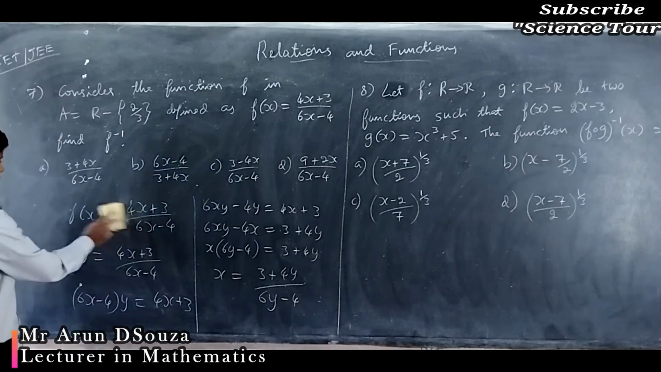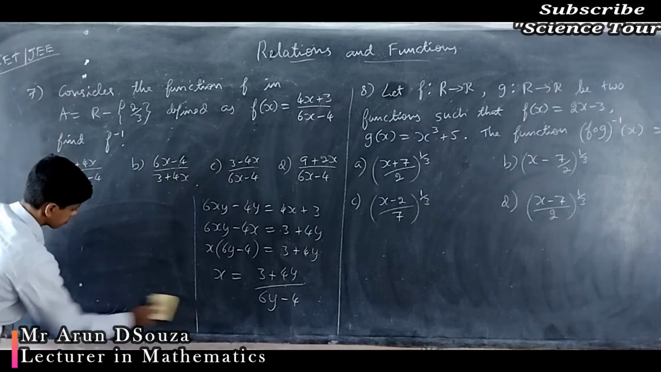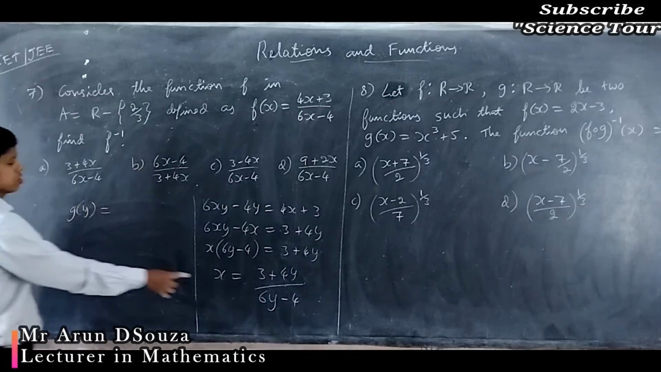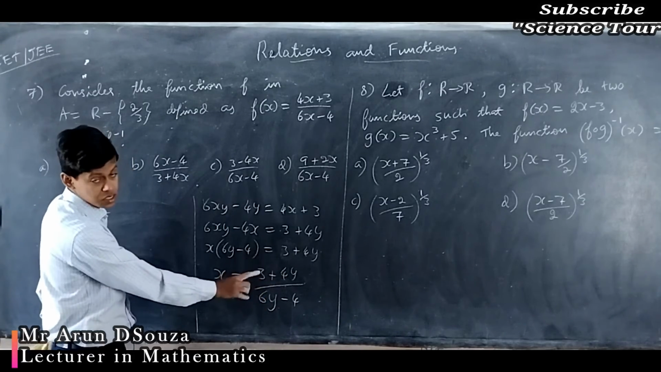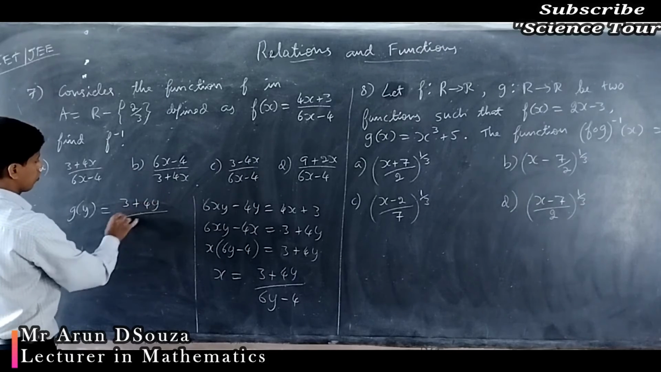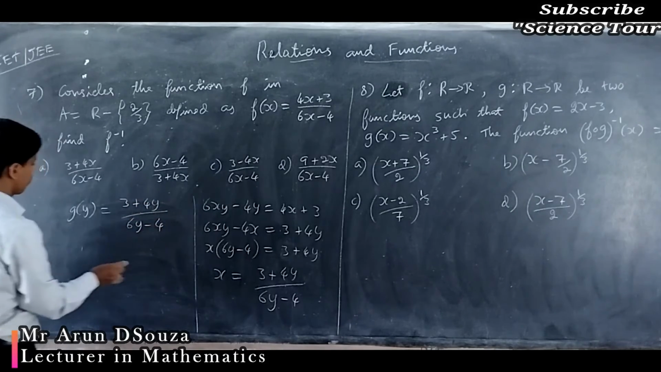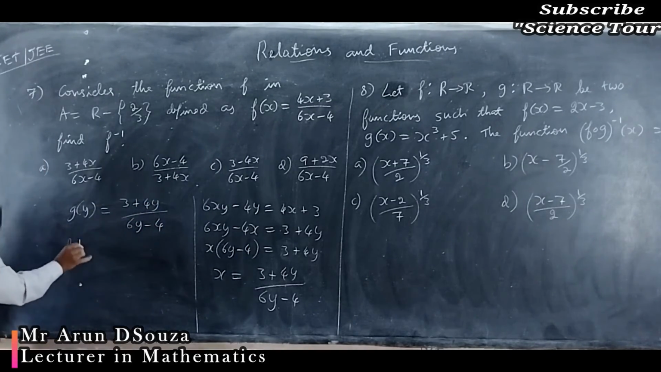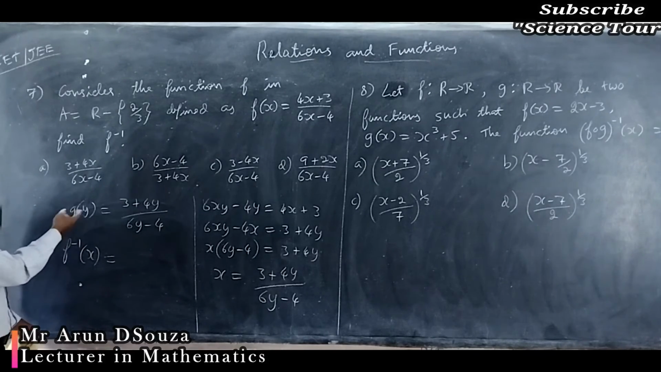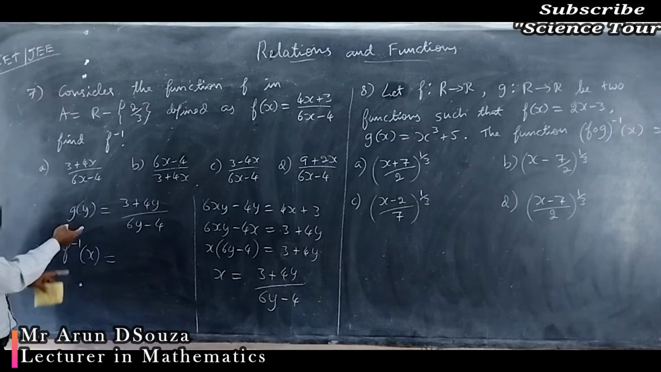That is x. And what is x? G of y. Correct. So this is a function of y, and that's the inverse. So 3 plus 4y divided by 6y minus 4. Now what you need is f inverse of x. G of y is nothing but f inverse of y. Alright, so that is f inverse of y.